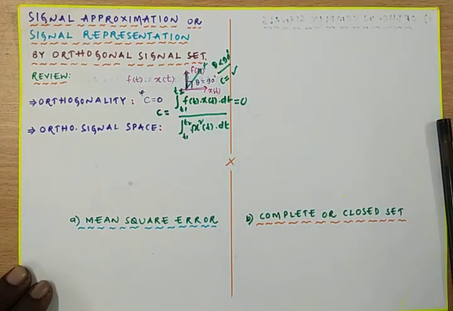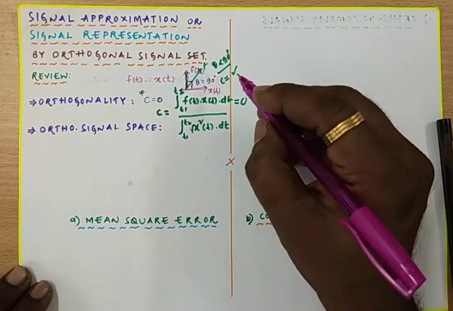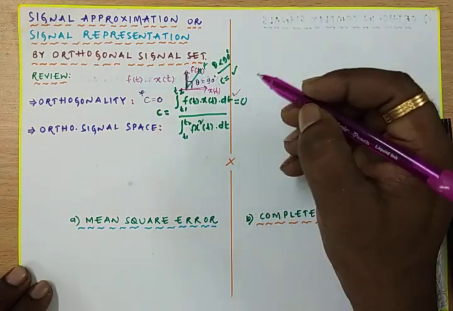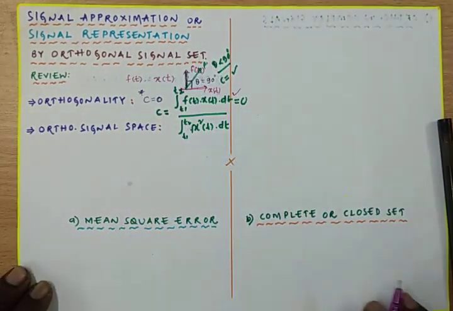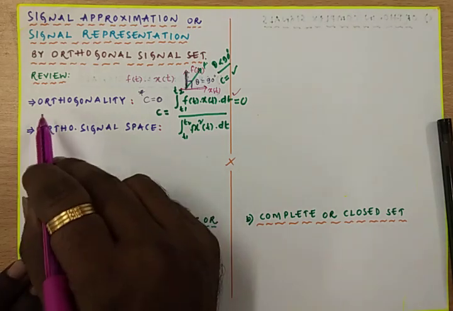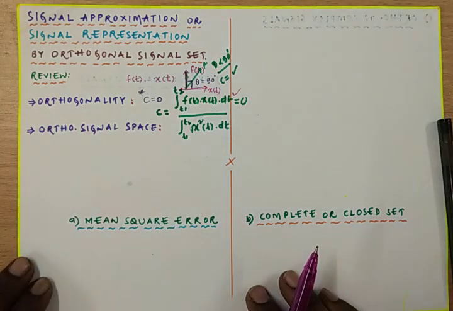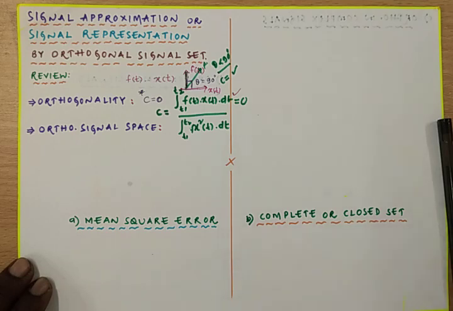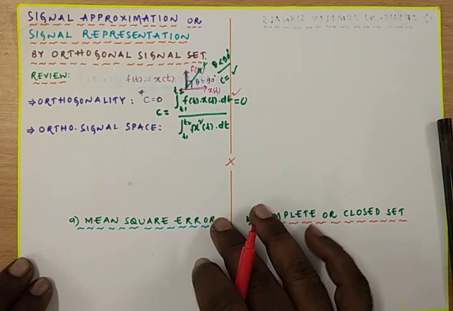If we prove the integral from t1 to t2 of f of t into x of t dt is equal to 0, then indirectly we are saying that the given two signals are orthogonal signals. That means the given two signals are mutually perpendicular to each other. That is the concept we have studied in the orthogonality of signals. Now I'm going to review the orthogonal signal space.